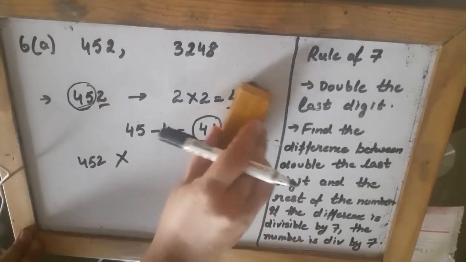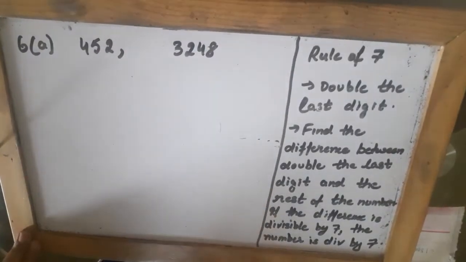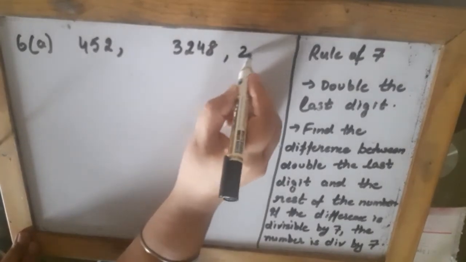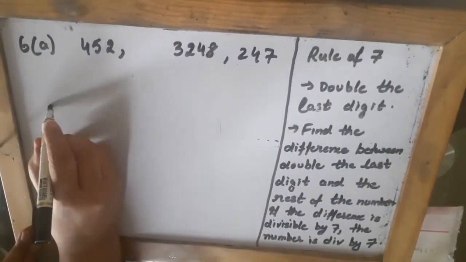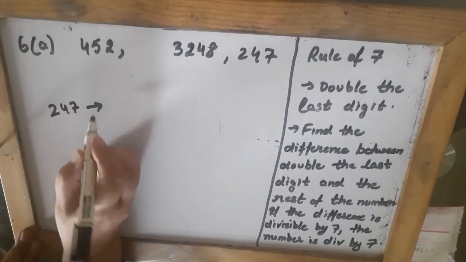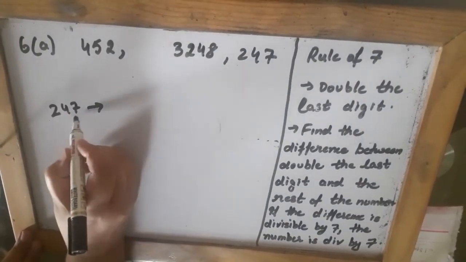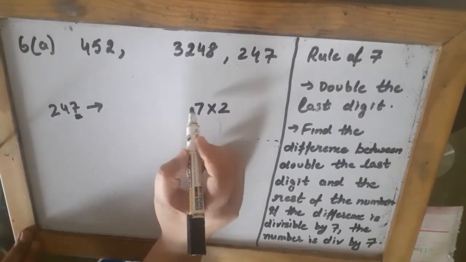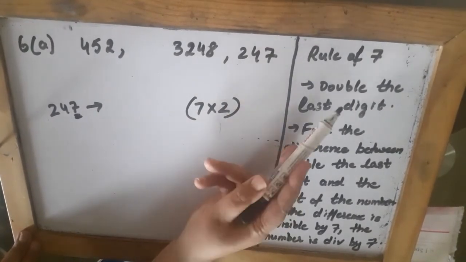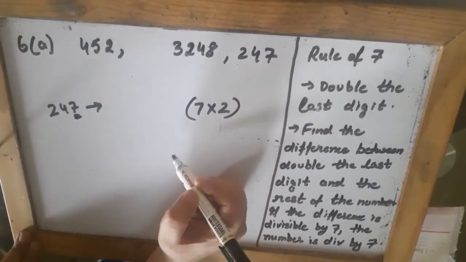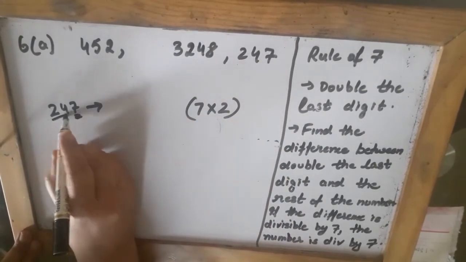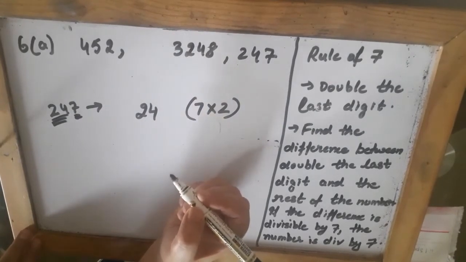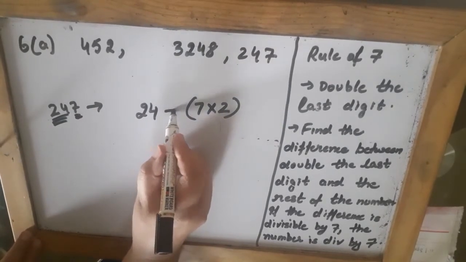Let me take one more number. Let me take the number 247. Now look at this 247. The rule says, double the last digit. What is the last digit? 7 multiplied by 2. I have to double the last digit, that means multiply it with 2, and the rest of the number. What is the rest of the number? The rest of the number is 24. From that I have to subtract it.